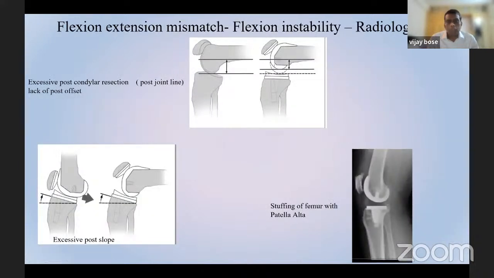Now, whenever both the speakers spoke about flexion instability, these are things that you look for. You have excessive posterior condyle resection, so the posterior joint line is elevated. There's a lack of posterior offset. There's a high posterior slope, like Manoj's case showed, and there may be stuffing of the femur. If you don't resect enough of the femur, you can see a patella alta. These are all signs of, I am just reiterating, the signs of flexion instability.